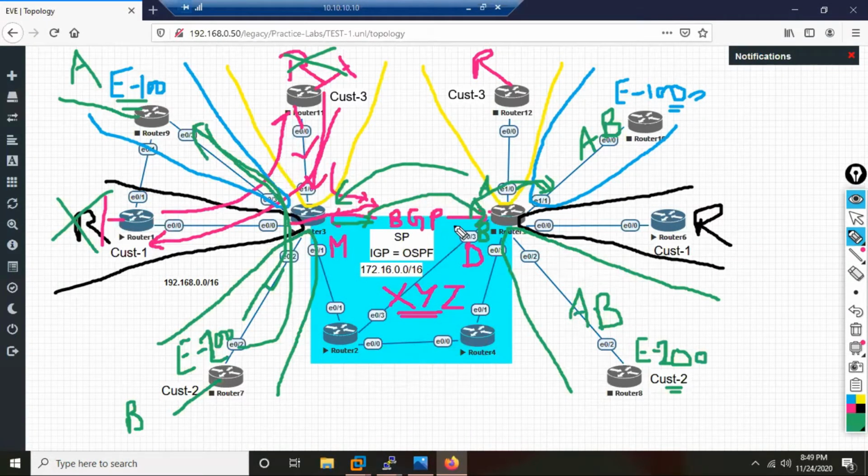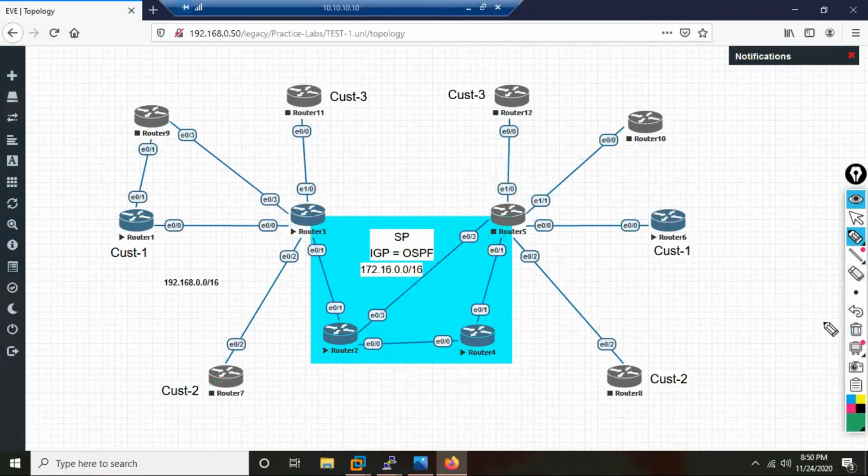So this is not feasible. This is not practical. So what is the requirement of the service provider?